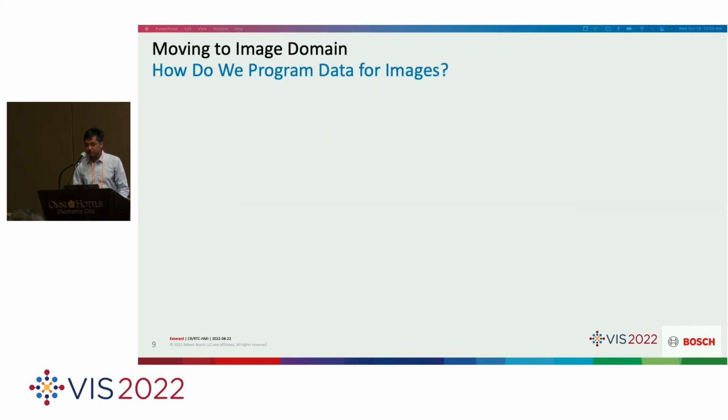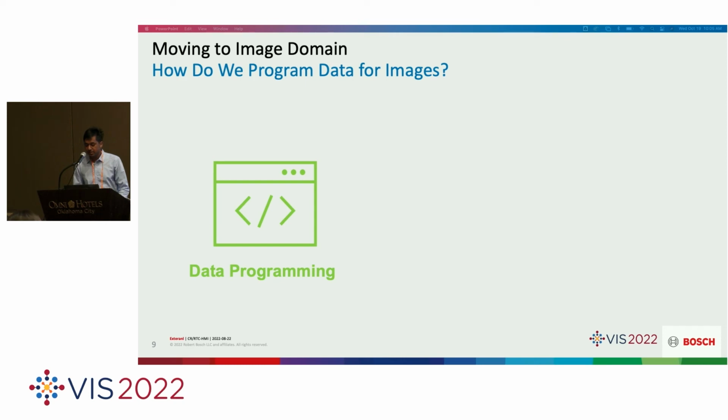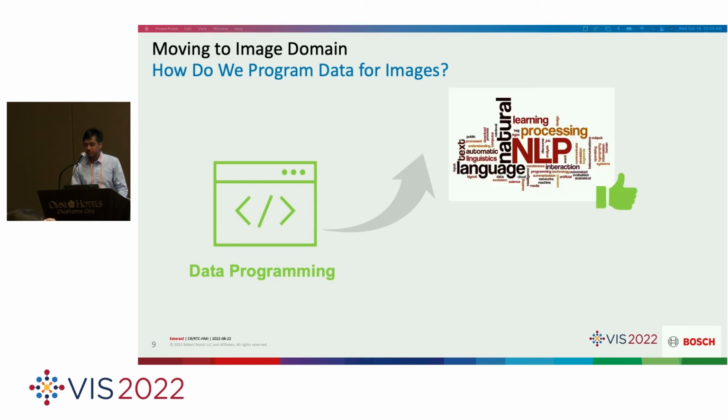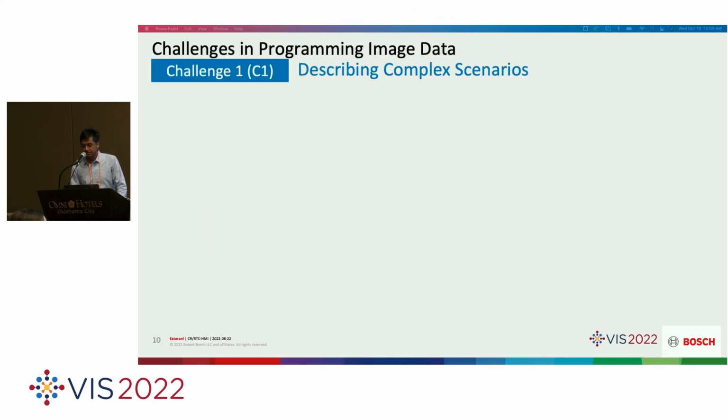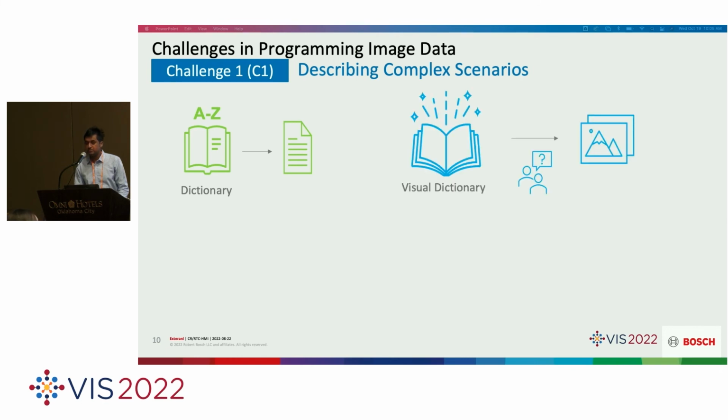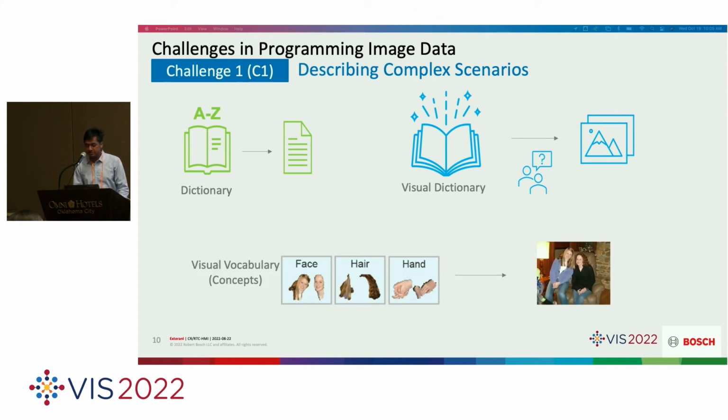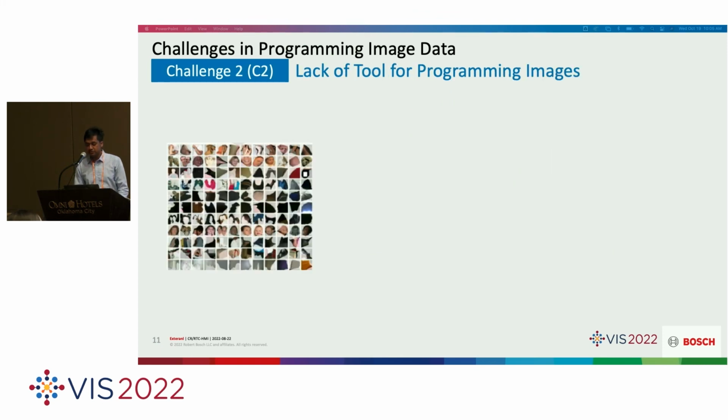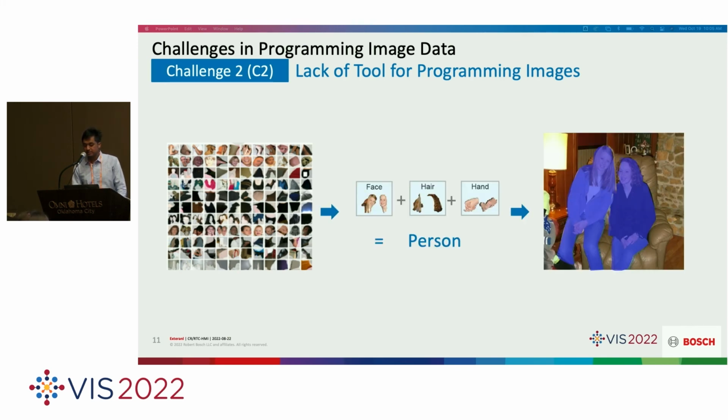Although data programming has shown great success in the NLP domain, it is challenging for the image domain because of the following reasons. First, unlike using meaningful words to program text, it is difficult to describe different scenarios between the parts and the objects in an image to build labeling functions. For example, we don't really have a set of visual vocabulary or body parts such as face, hair to describe a person. Secondly, even with a set of visual concepts, we still lack an efficient tool to explore, understand, and use concepts to program images.